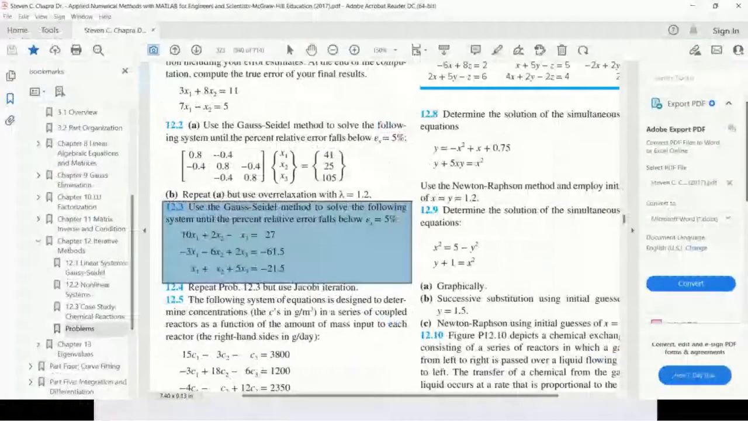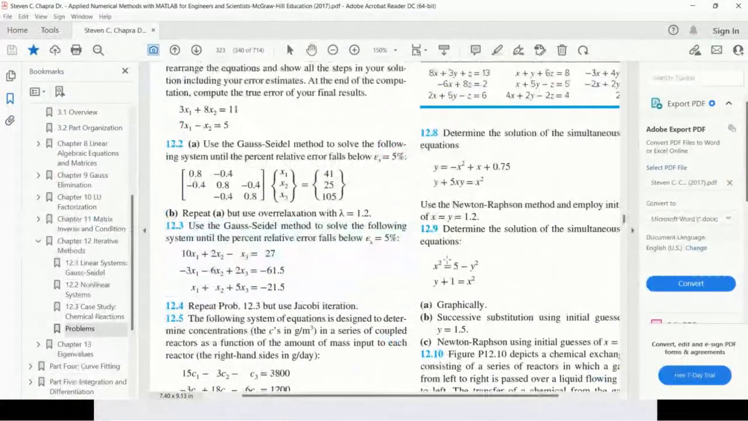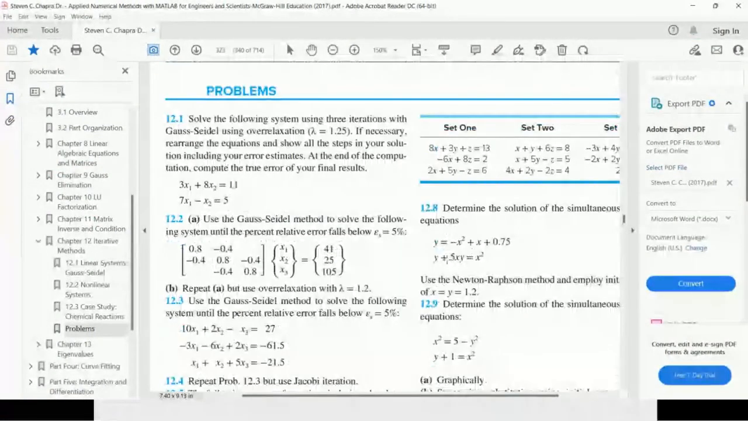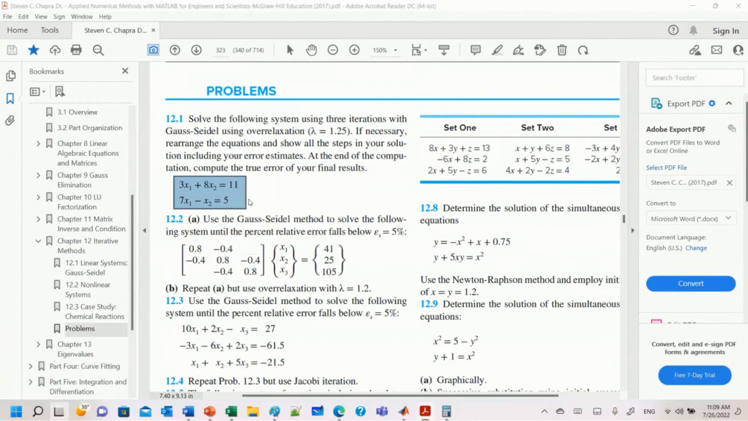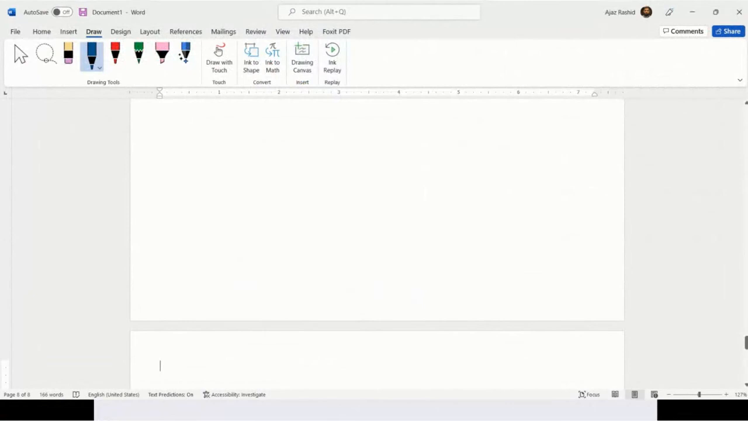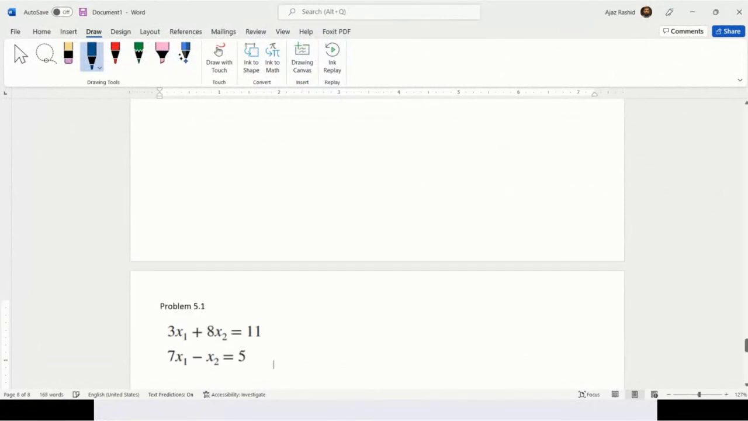Let's look at a problem. Okay, I'll take this one. It's a small one. It's problem 5.1.